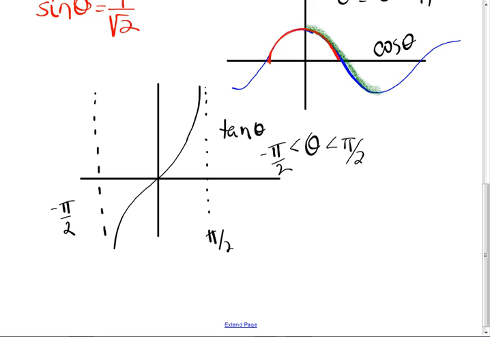Isn't inverse tangent what? Tangent is sine over cosine. You don't want to break into sine and cosine. Leave it as tangent. Okay.